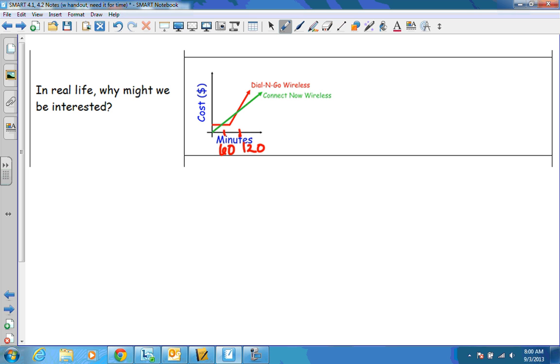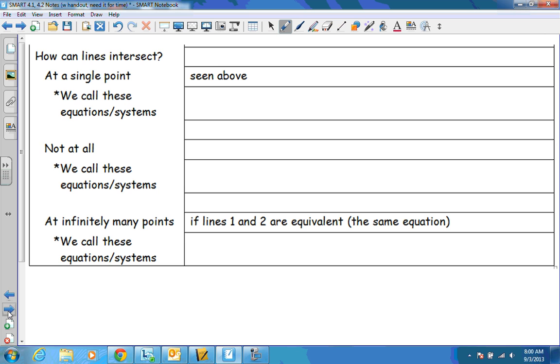Okay, so from here to here, right, if you talk between 60 and 120 minutes, where are you going to go? Connect now or dial and go? No, dial and go. Okay, dial and go because the cost is less. But then, let's say that you talk over 120 minutes, where are you going to want? Connect now, but it's not like you're gonna switch over to dial and go just because you talk. Wait, hang on. I still don't understand this.